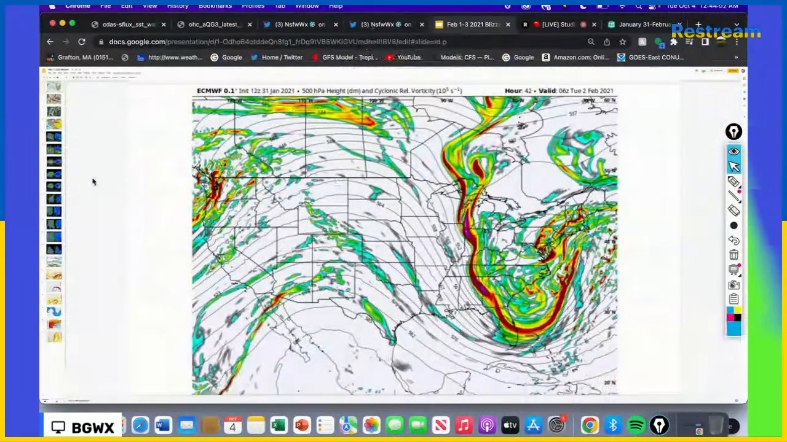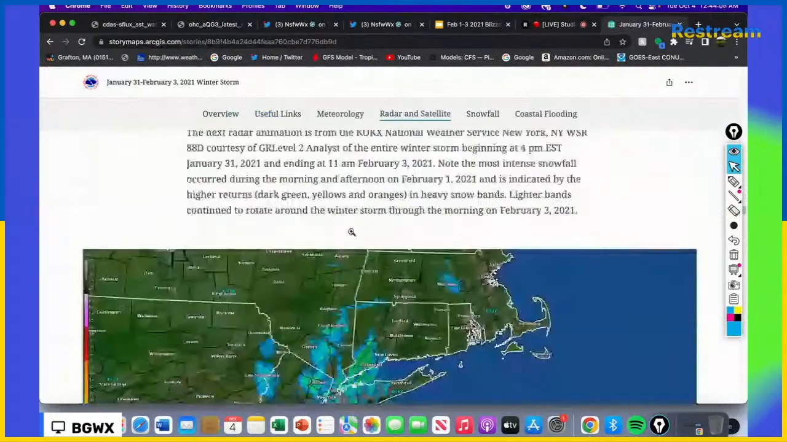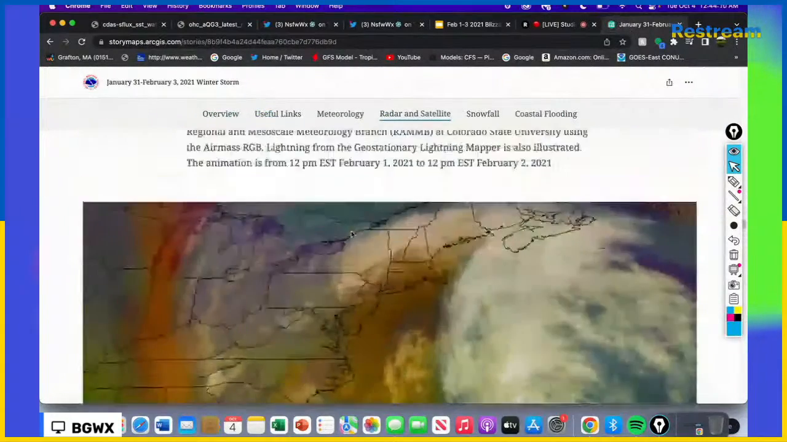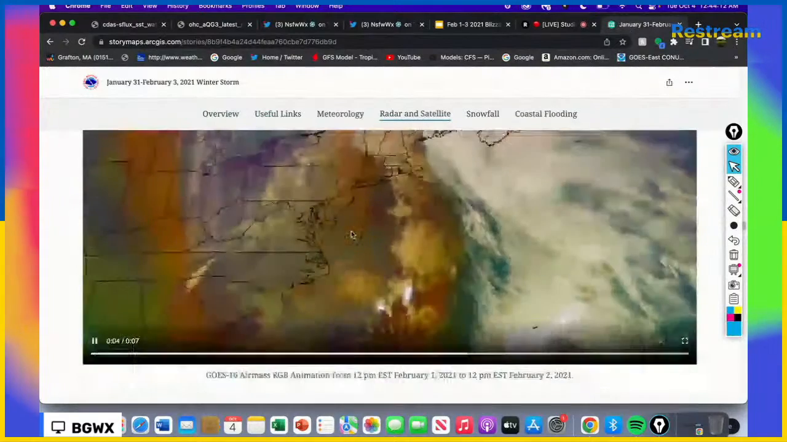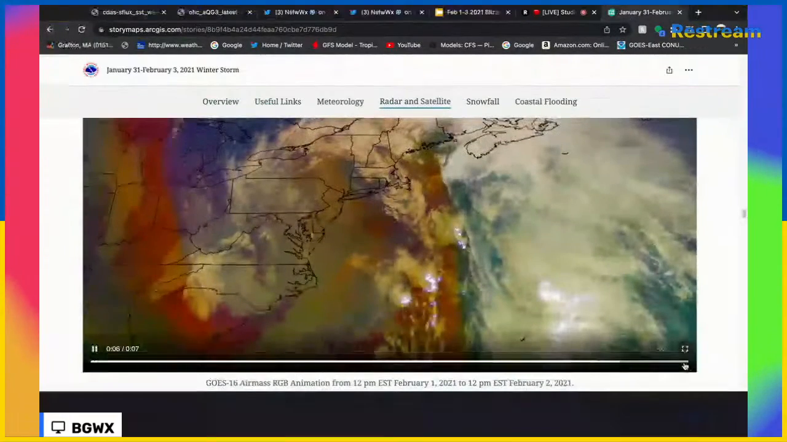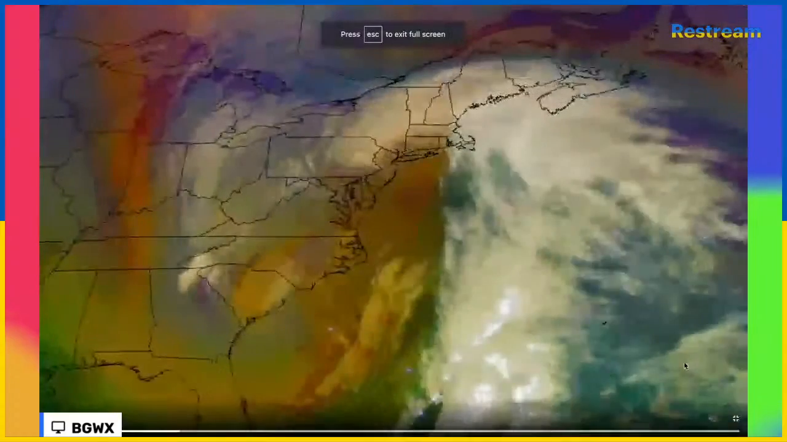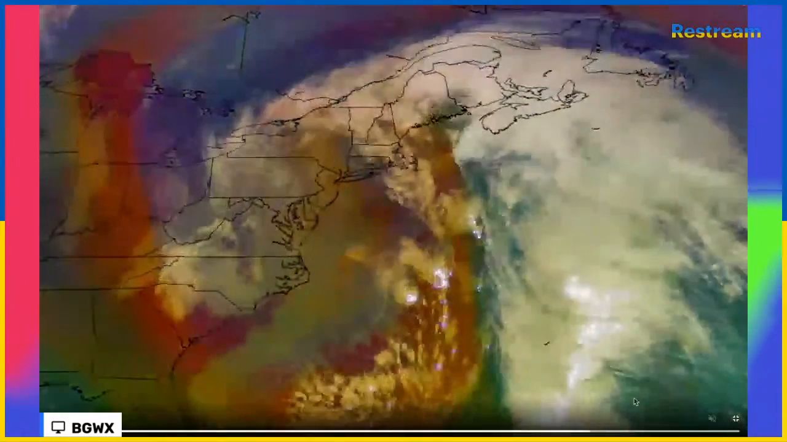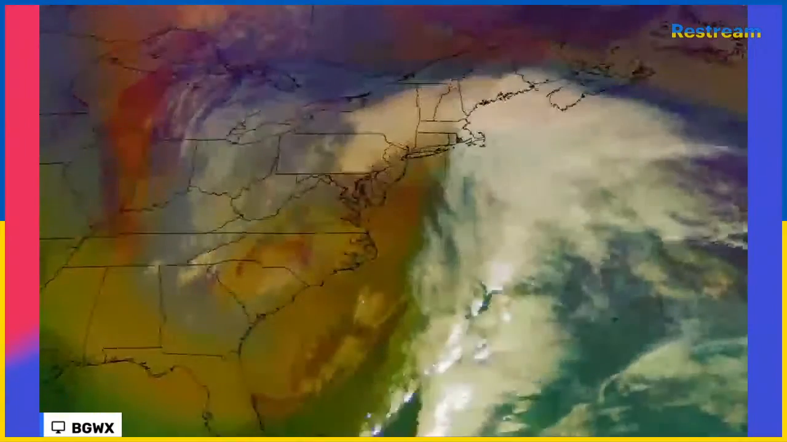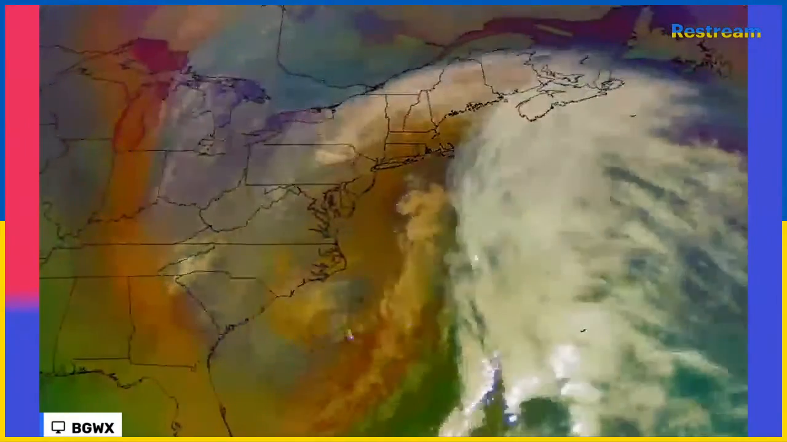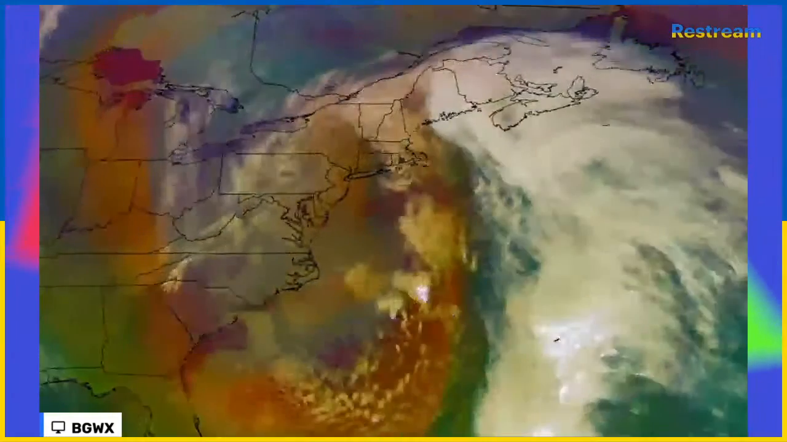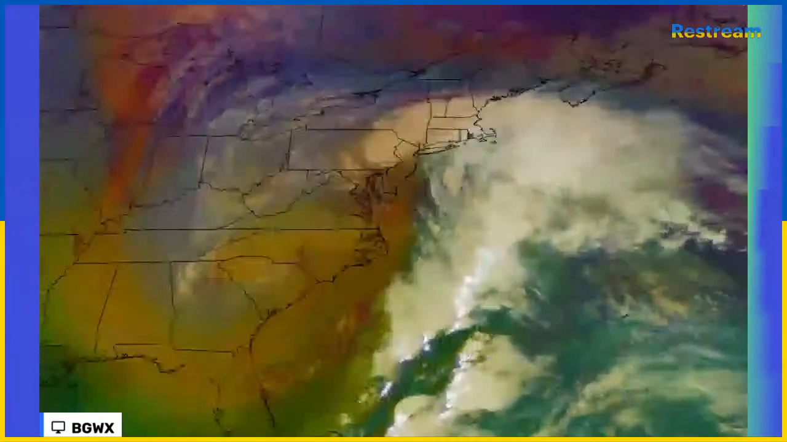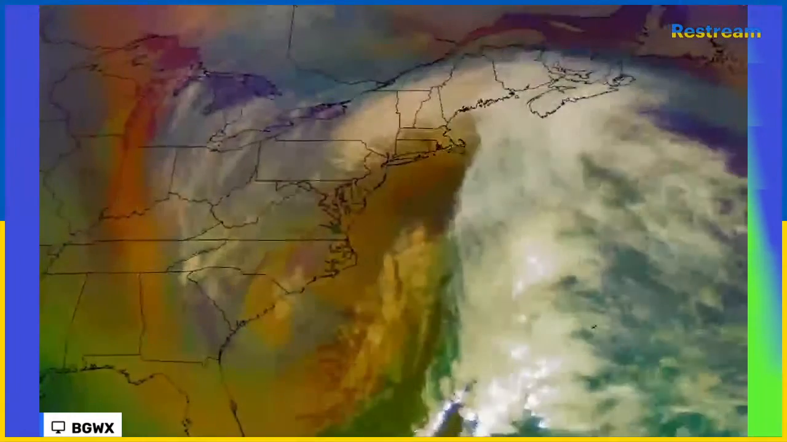So this was a... I'm gonna go back to the satellite too. You can get a look here. You can see what I'm talking about. Just a fire hose of moisture. It's not the prettiest look ever, but she did well.